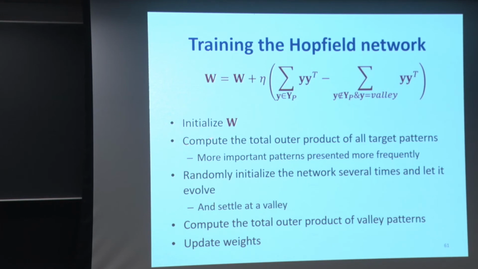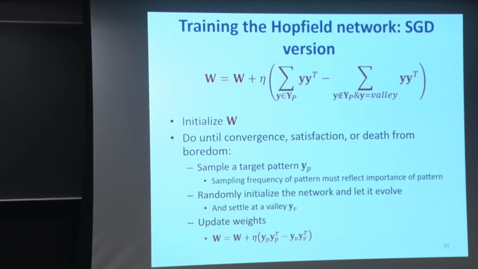So this gives me this simple update rule. Compute the total outer product of all of the target patterns, where you represent more important patterns more frequently. You randomly initialize the network several times and let it evolve and settle at a valley, and compute the total outer product of all of the valley patterns, where these valley patterns should not be target patterns. If a valley pattern is a target pattern, you let it be, right? And then you update the weights like so.